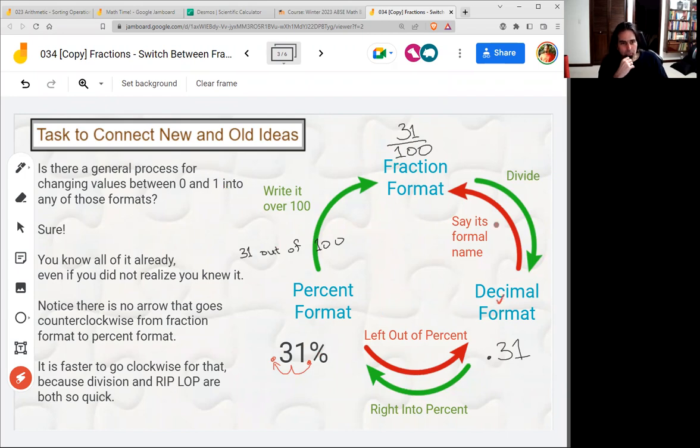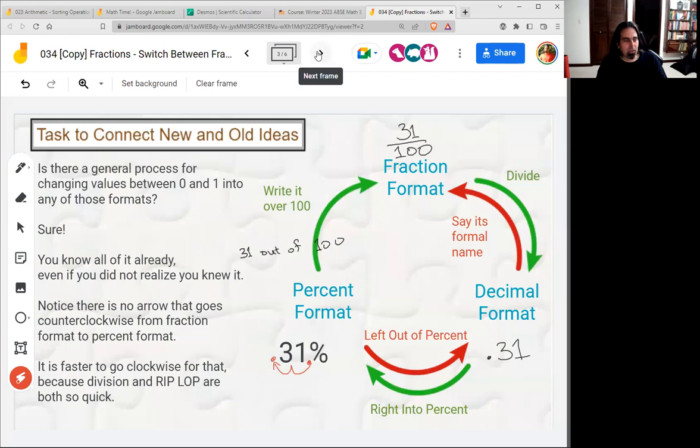If I wanted to go up this way, I could say 0.31 is like the casual name for this. Its formal name is 31 somethings, tenths, hundredths. The smallest is hundredths. So 31 hundredths. So I just say that, 31 hundredths. Whenever you say the formal name of the decimal, you turn it into a fraction. And if I started with a decimal, then the opposite from the left out of percent would be right twice into percent.